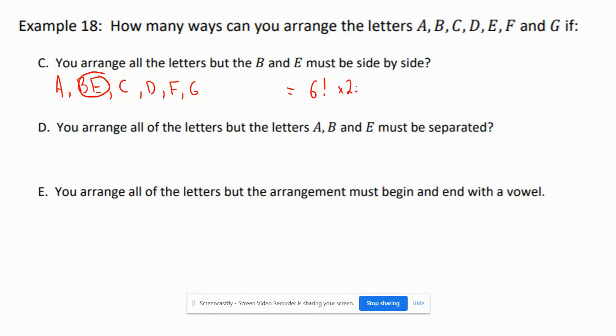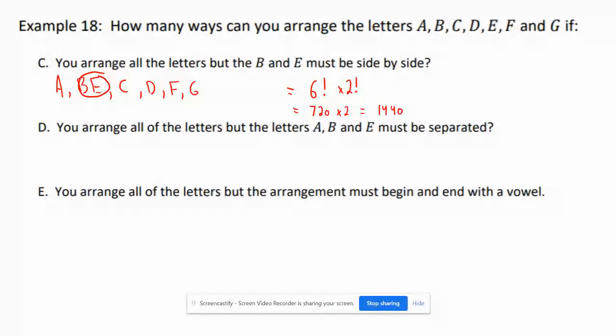But what we need to do is multiply times 2 factorial. The reason is because we're talking about arrangements, right? So if I flip the order of any of the letters, I'm getting a different arrangement. For example, A, B, E, C, D, F, G would be one of these 6 factorial arrangements over here. But if I was to flip the E and the B, in other words, put the E first and the B second, that would be another arrangement. So which is why we need to multiply this one by 2 factorial. So 6 factorial is 720, 2 factorial is 2, and we get an answer of 1440.